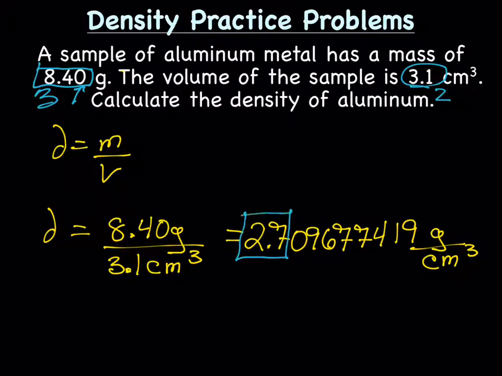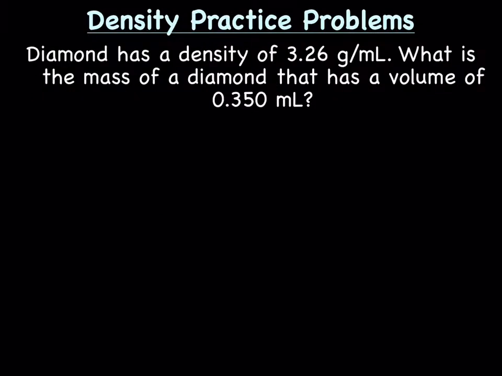So we'll keep the 2 and the 7. And because the 0 is smaller than 5, we're just going to drop the rest. So our final answer is 2.7 grams per centimeters cubed. And these units here are important. Okay, let's try one more problem. So we have diamond has a density of 3.26 grams per milliliter. What is the mass of a diamond that has a volume of 0.35 milliliters?